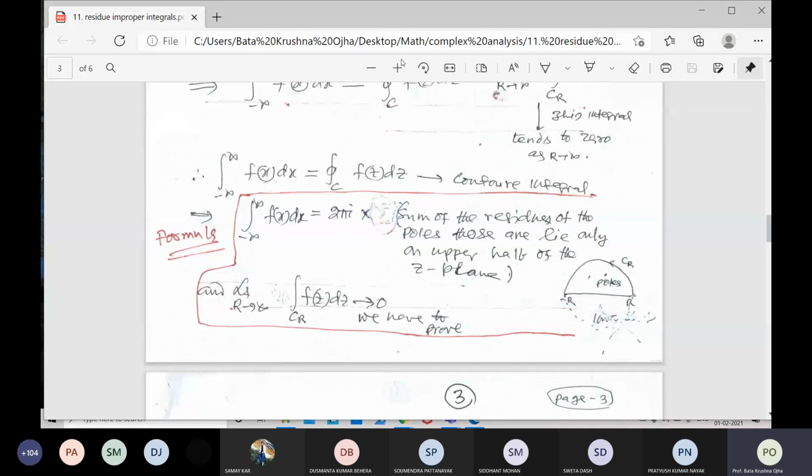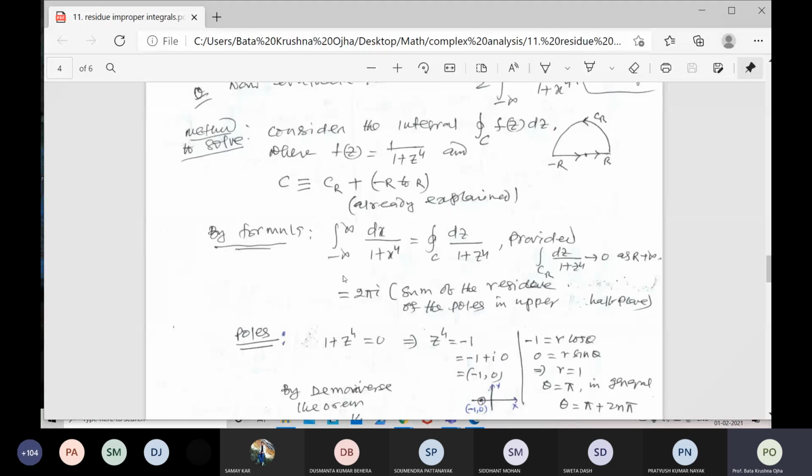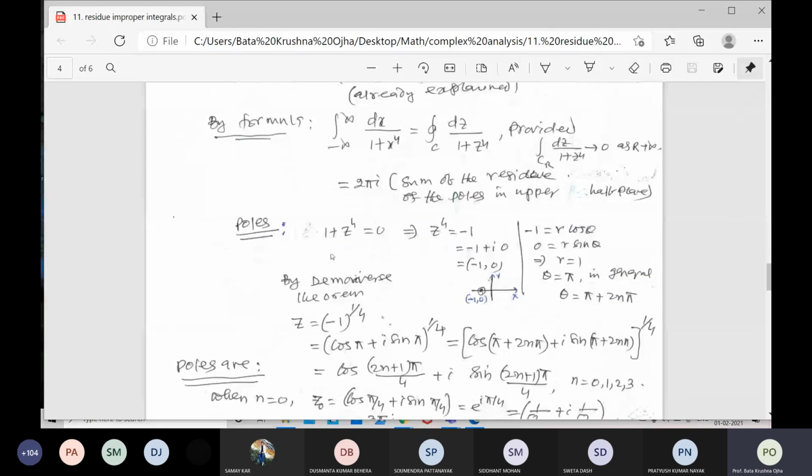Now your answer is equal to 2 pi i into the sum of the residues at the poles that are in the upper half plane, right? So first find the singularities here. 1 plus z to the 4 equal to 0, so z to the 4 is equal to minus 1. That is, I have written here minus 1 plus i0, the point (minus 1, 0) in the coordinate axes. What is the position of minus 1? It lies along the left side of the real axis.